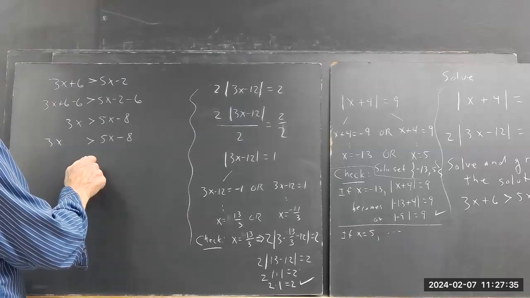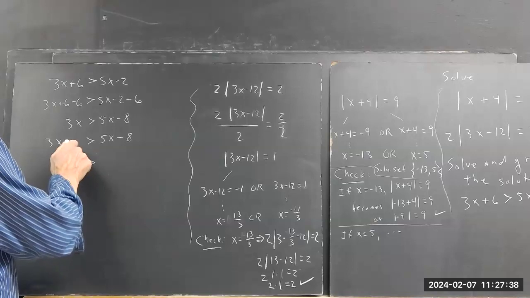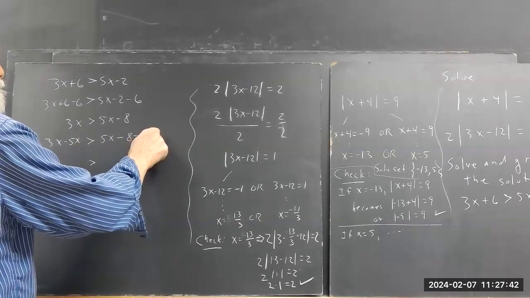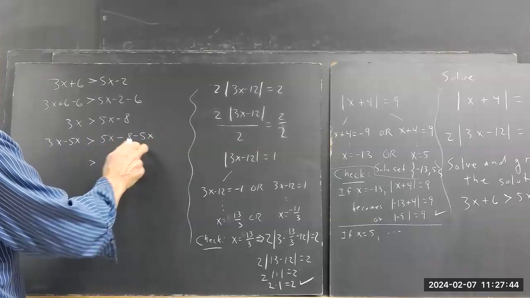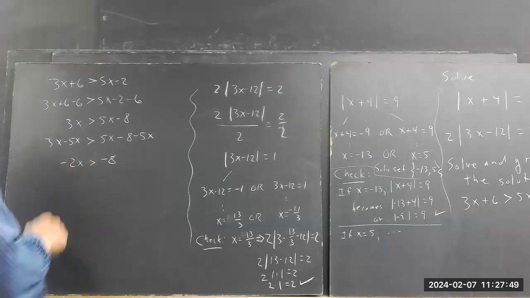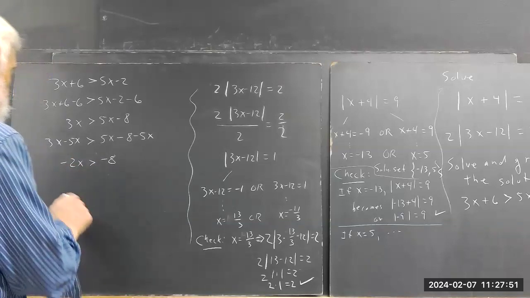Now the trap comes here. You see in a minute. First of all, we're going to have to subtract 5x here, I'm gonna have to subtract 5x here. 5x minus 5x is 0, that leaves us -8, and we have -2x. What do we do now?